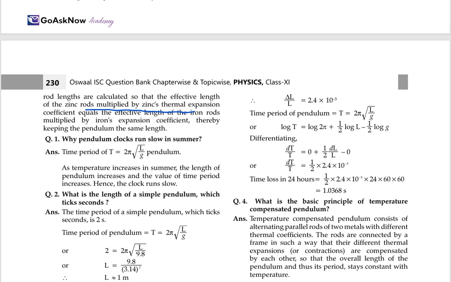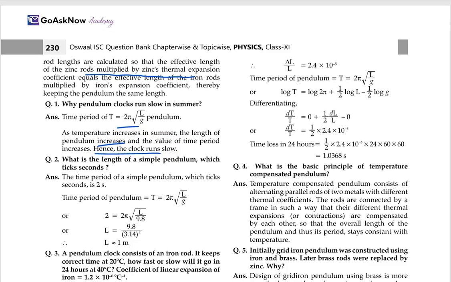So, first question is, why does the pendulum clock run slow in the summer? Time period T is equal to 2 pi square root of L by g. As the temperature increases, the length of the pendulum also increases. Both are in proportion, and the value of the time period increases, so the clock runs slow. This is the only reason.